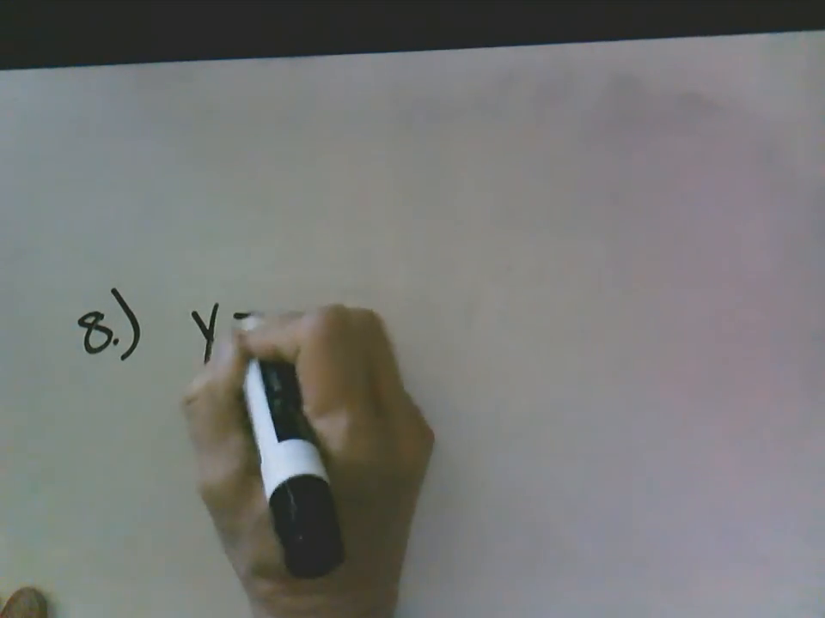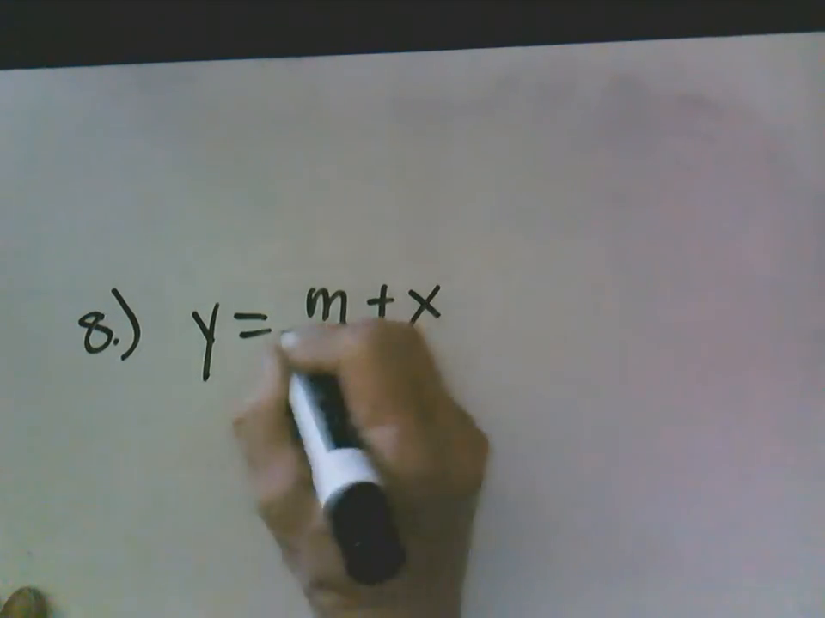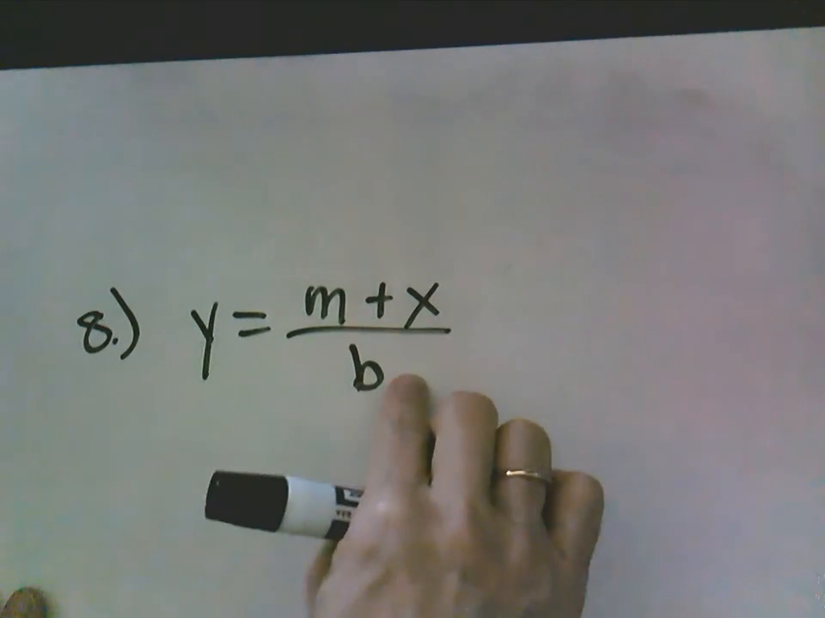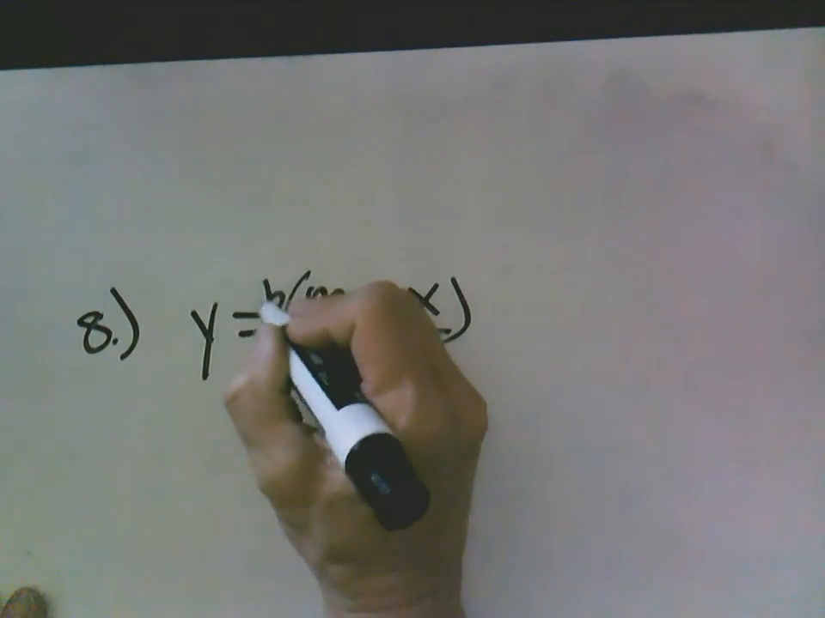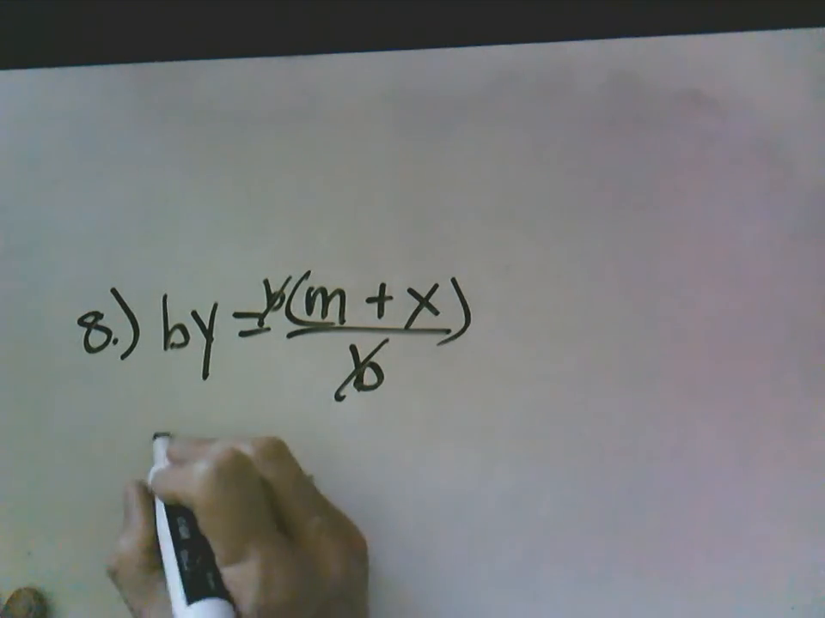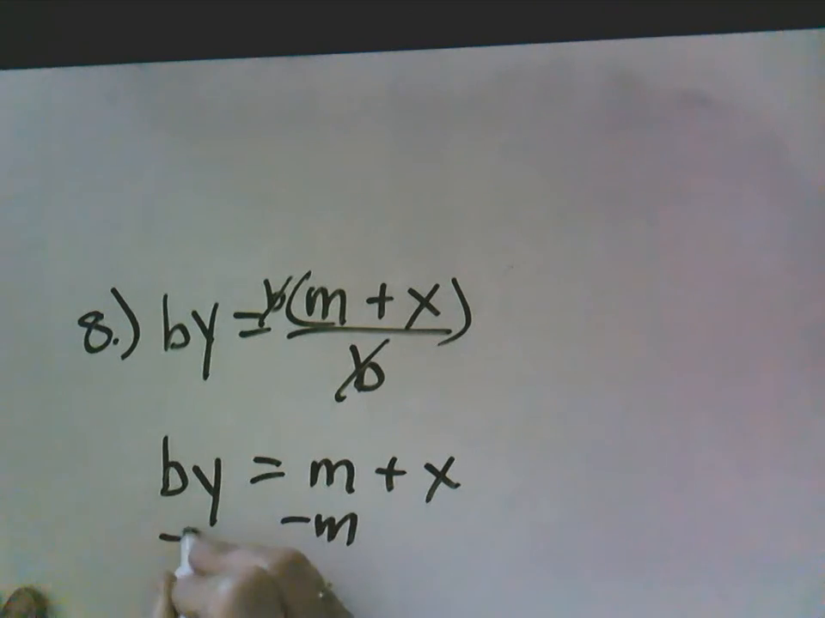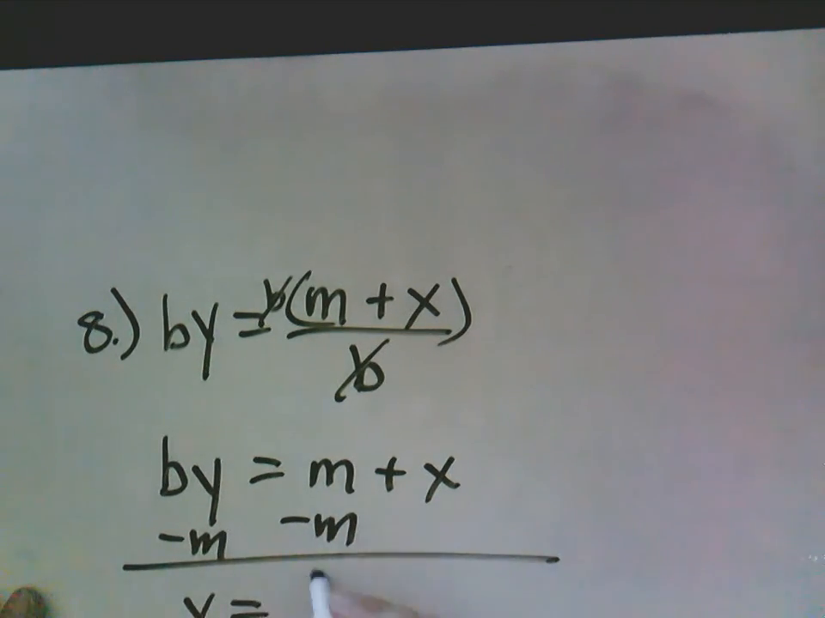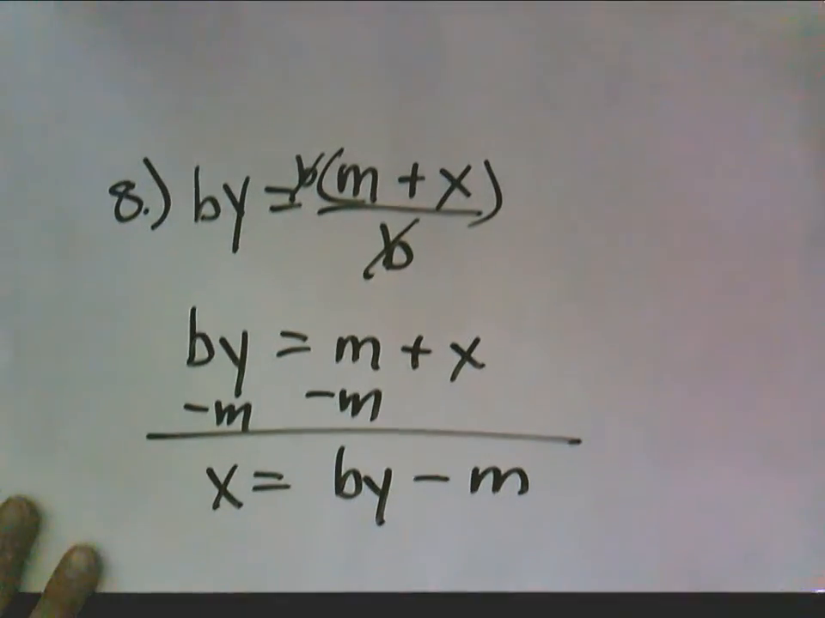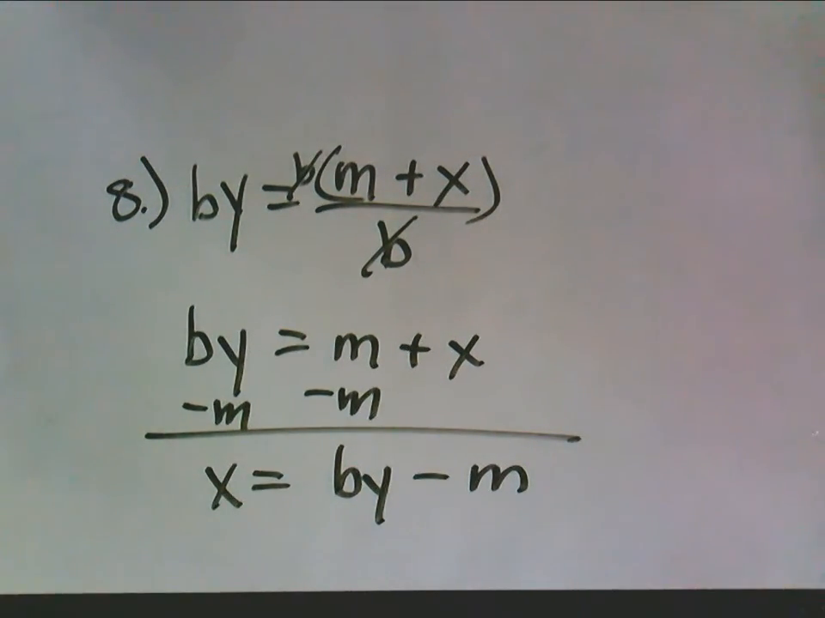So number 8 is y equals m plus x over b. I want to get rid of that b. So I multiply both sides by b and I get by equals m plus x. Now I just subtract m, x equals by minus m. Okay, so you can stop the video now. There'll be another video on page, let's see, 35.